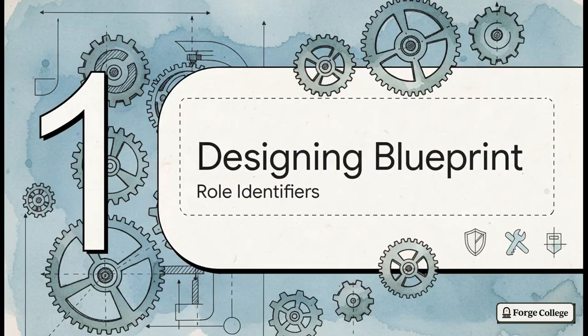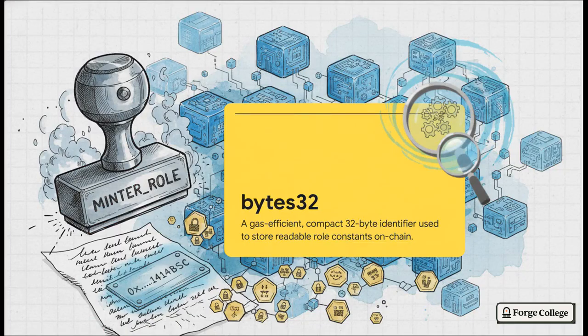All right, let's start with phase 1 of our engineering schematic, designing the blueprint. This is where we define the unique mechanical parts that will actually identify our roles. So to identify roles, we use a specific data type called bytes32. Now, you're probably wondering, why not just use a normal text string like minter? Well, here's the deal. In the Ethereum virtual machine, strings are dynamically sized, meaning they can be pretty massive gas guzzlers. A bytes32 identifier, on the other hand, is a fixed, compact 32-byte hash.